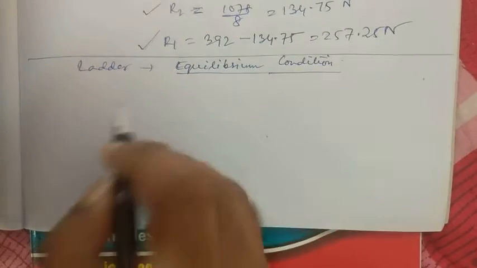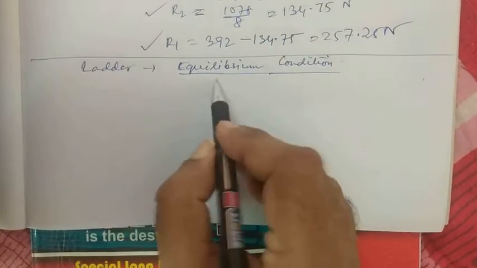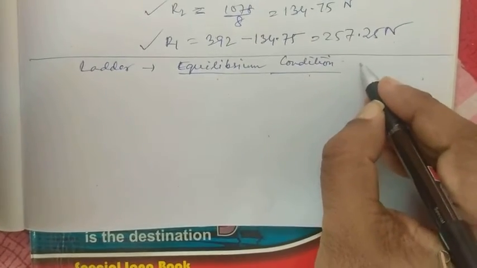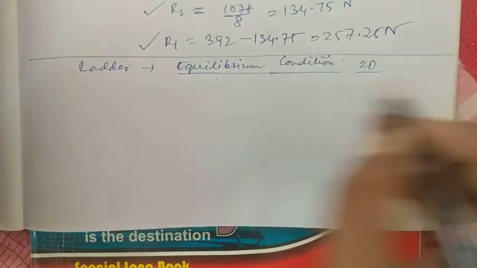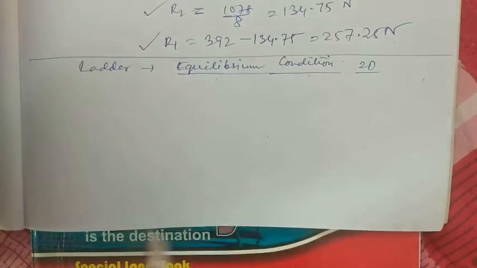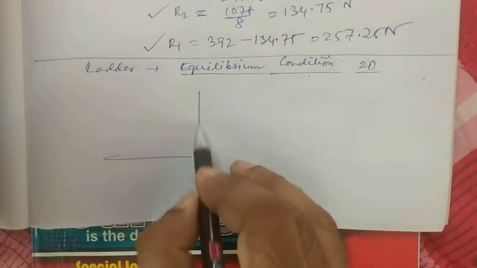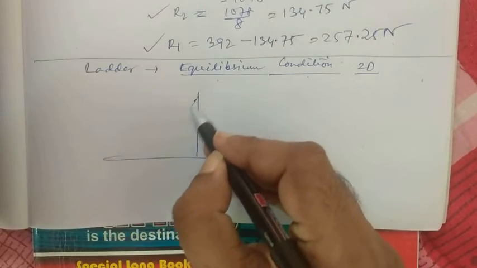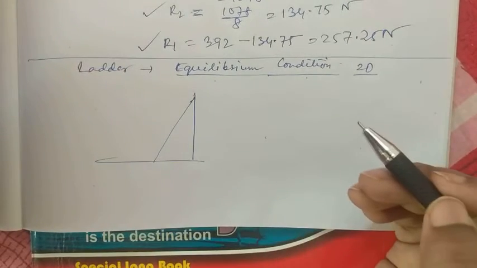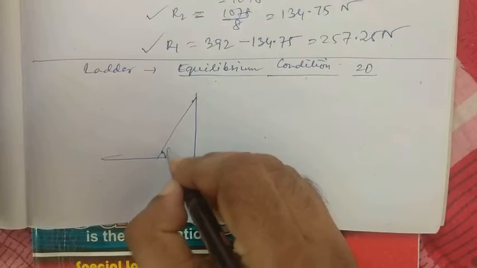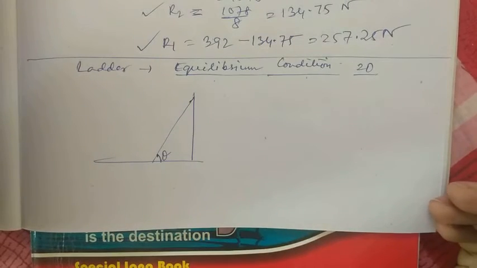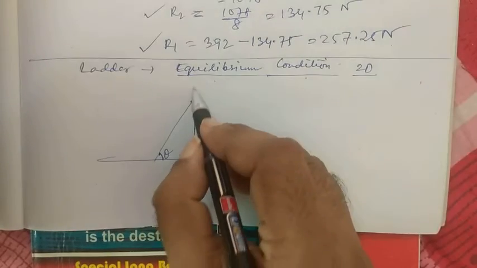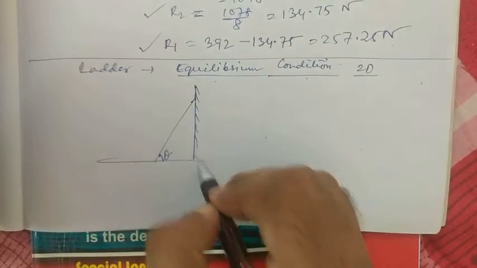Now after this we are going to discuss the equilibrium condition in a two-dimensional plane. That means for a ladder, the basic concept is, if this is the wall and the floor and we are placing a ladder at an angle of theta, suppose this is the wall, this is the floor.